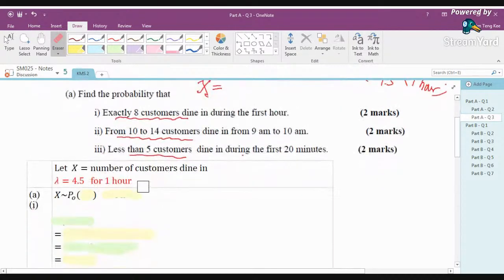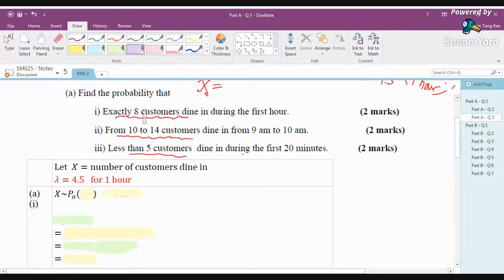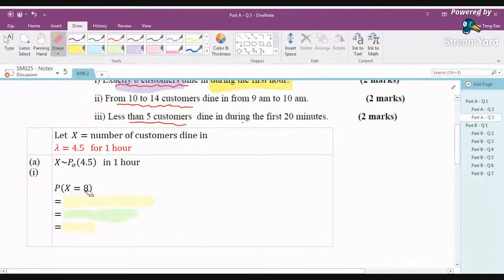First case: if I have exactly 8 customers dine in, that means I'm referring to the case where I want to find P of X equals 8, where we talk about 8 customers. But in Poisson distribution, please be alert: for these 8 customers, we want to discuss in what time interval. They say during the first hour, so that means I want to talk about the time frame of 1 hour. In the time frame of 1 hour, my lambda will be 4.5. So I'm going to consider X equals 8, the probability, based on lambda 4.5 in this question.